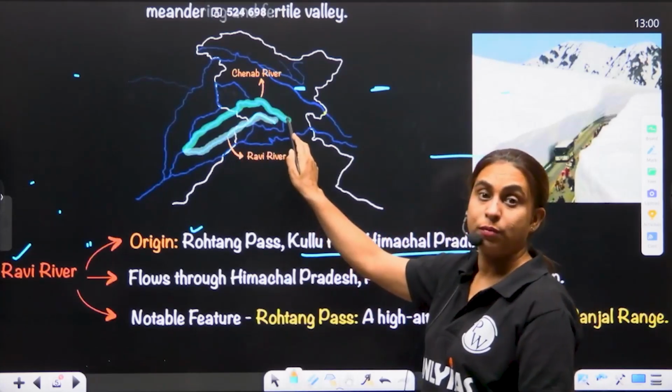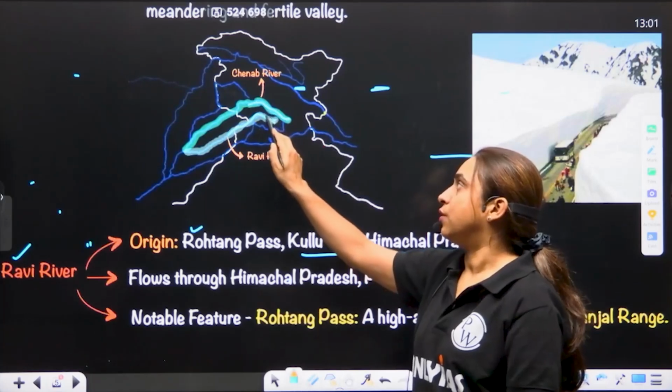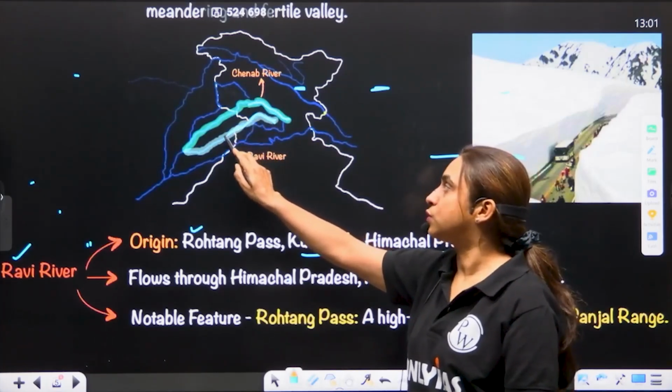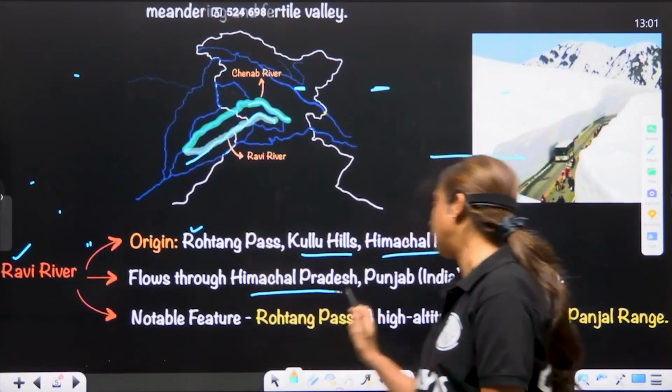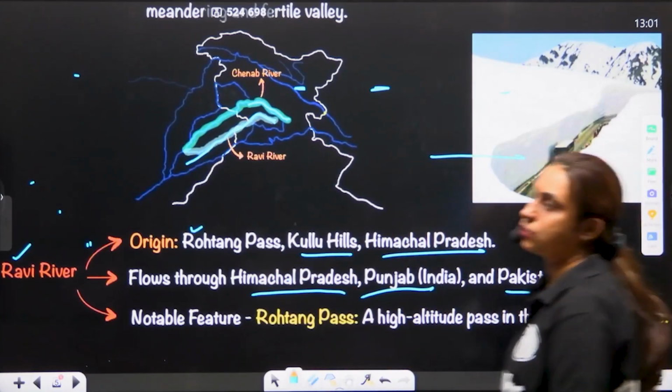Does Chenab flow through Himachal Pradesh? Yes. Okay. So it also flows through Himachal Pradesh. So Ravi comes from Himachal Pradesh, Rohtang Pass, Kullu Hills. Then it moves towards Kashmir. It is flowing through Himachal Pradesh, the Punjab part of India, and also the Punjab part of Pakistan. So it is also flowing there.